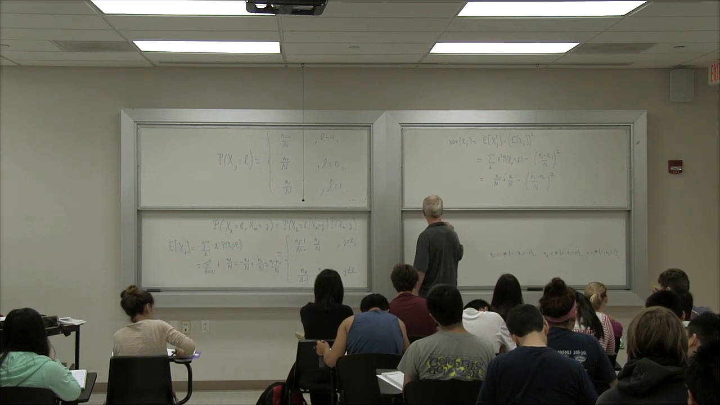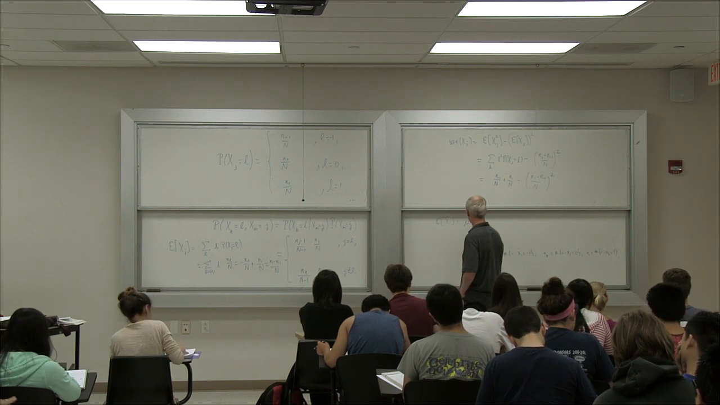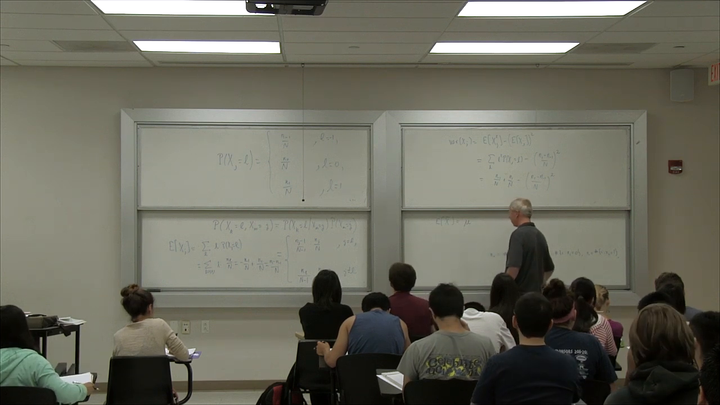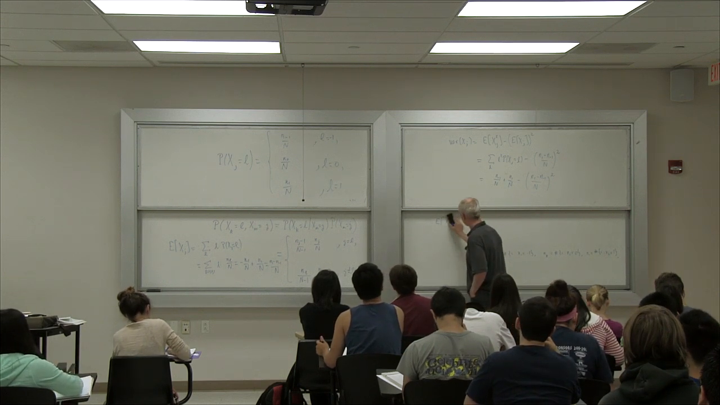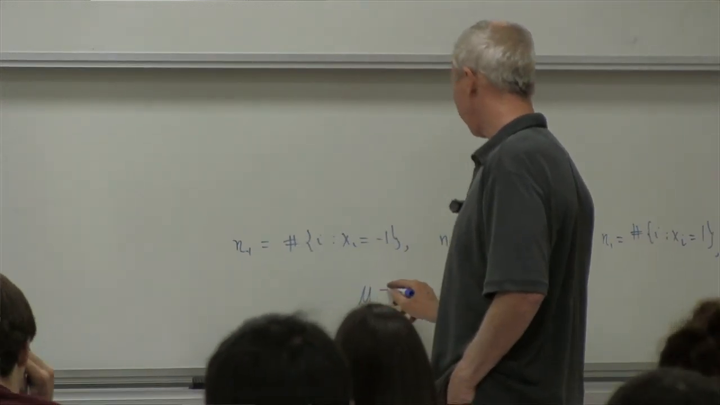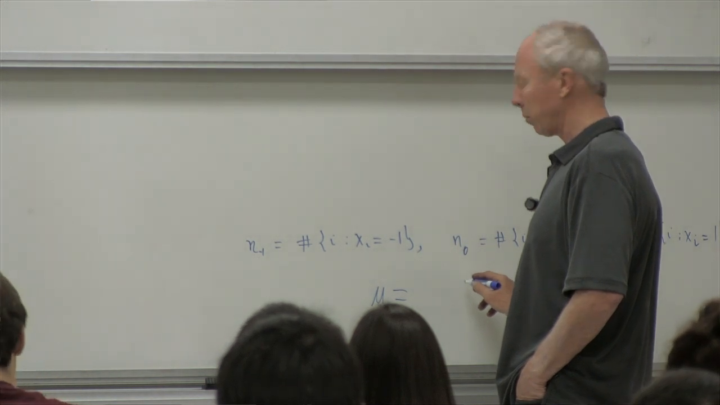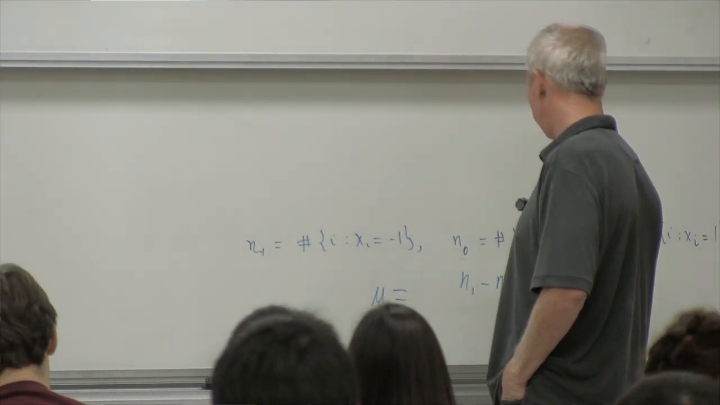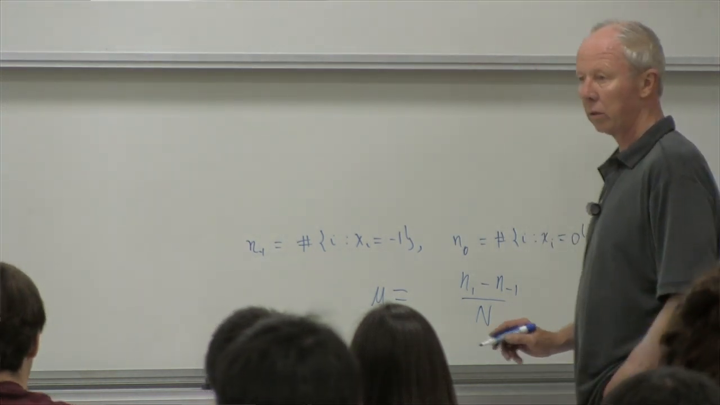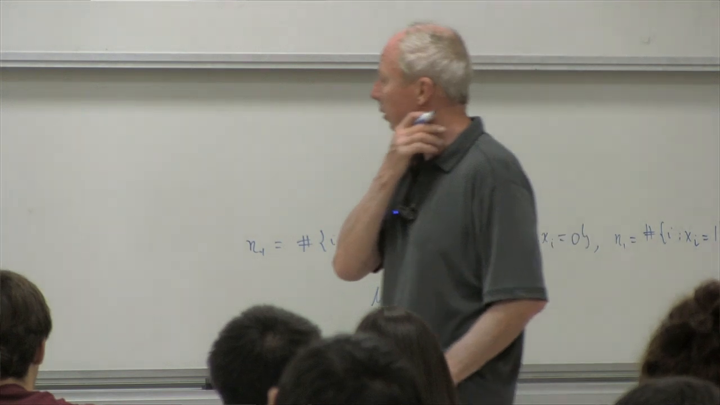So the expected value of x bar, we already know no matter what, is that going to be mu? Yes, that's mu always. Let's check. What's the true population mean here? Did I write that down already? I think I did, didn't I? The true mean here was n sub 1 minus n sub minus 1 over capital N. That's the true mean for the population. So we already know that.